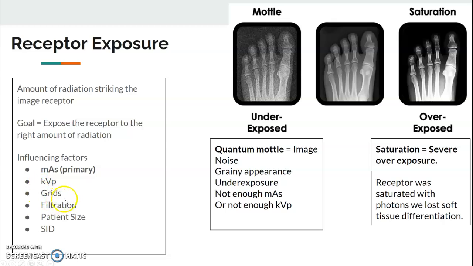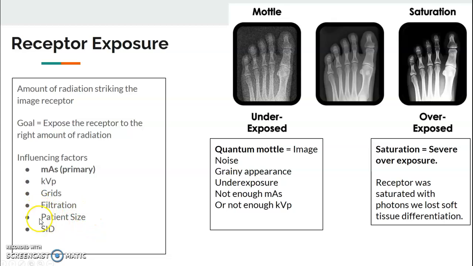Grids will actually be an indirect relationship because the goal of grids is to decrease the scatter radiation that's hitting the image receptor. So less x-rays hitting the image receptor, receptor exposure is going to go down. Filtration is also an indirect relationship. The filtration takes out some of those low energy x-ray photons, so again, less going through.